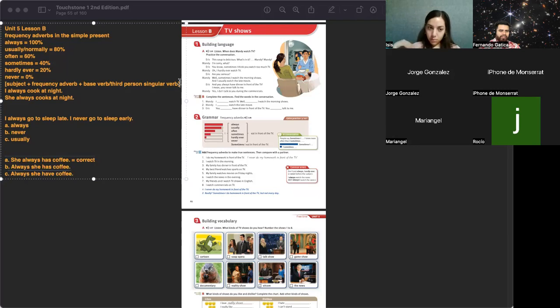Look at the formula. Oh, because the frequency adverb is first. Ajá. El adverbio de frecuencia nunca debería ir primero. En español lo hacemos primero, ¿no? Siempre. Va. Siempre toma café. But in English, it has to go after the subject. El único que puede ir antes del sujeto es sometimes, ¿no? Sometimes sí se vale. Por ejemplo, sometimes she has coffee. It's okay.